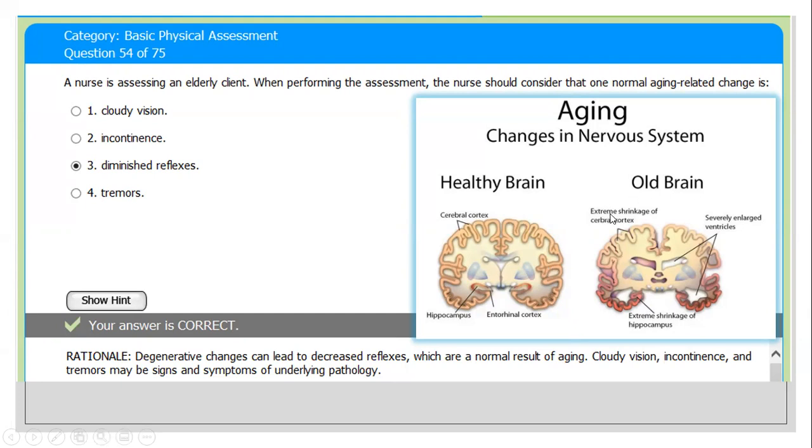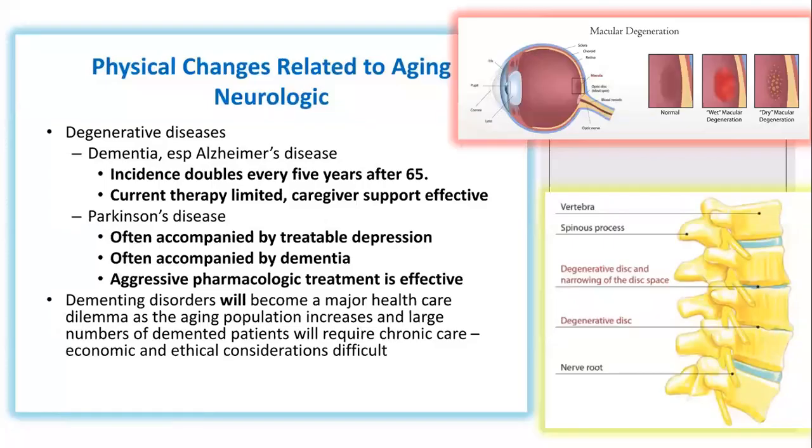We see external shrinkage of the cerebral cortex and the cavity is getting bigger, right? Enlarged ventricles. Degenerative change. But cloudy vision, incontinence, and tremor may be signs and symptoms of underlying pathologies, meaning disease.